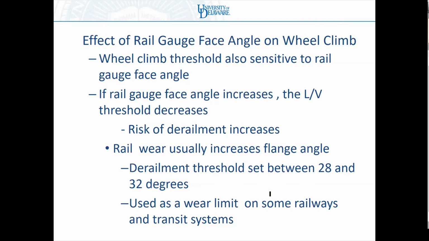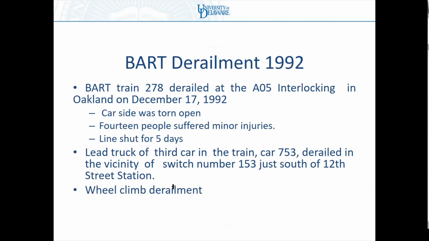So again, wheel climb is sensitive to both rail gauge face angle and to wheel flange angle. If I have too much of a gauge face wear angle, my L over V threshold decreases, my risk of climb increases. If I have too high a coefficient of friction, my L over V threshold decreases, my risk of climb increases. And as I said, I've seen railways set, for example, I believe the British use about a 30-degree flange angle as a wear limit for their standards, if memory serves me right.